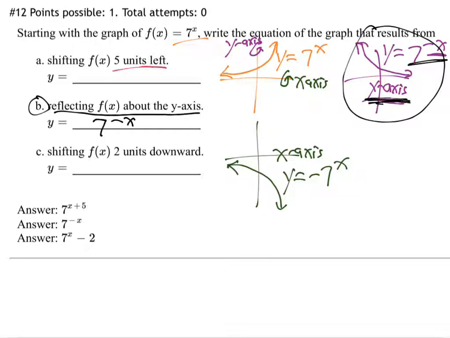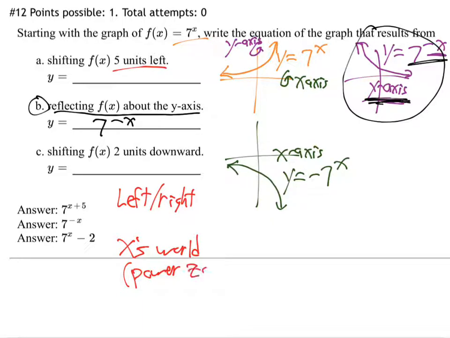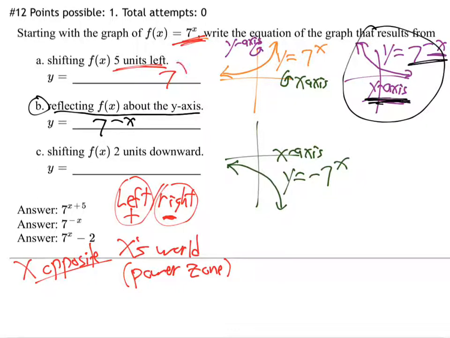And then coming up here, 5 units to the left. What makes something go 5 to the left? Remember how that works? Whenever we go left or right, that's x's world, which is the power zone. And it's opposite. X is always opposite. So left is positive, right is negative. So 5 to the left, the basic function is 7 to the x. So 7 to the x, left will be plus 5. Up in x's world, having a right-left effect, opposite, plus 5 is left 5.